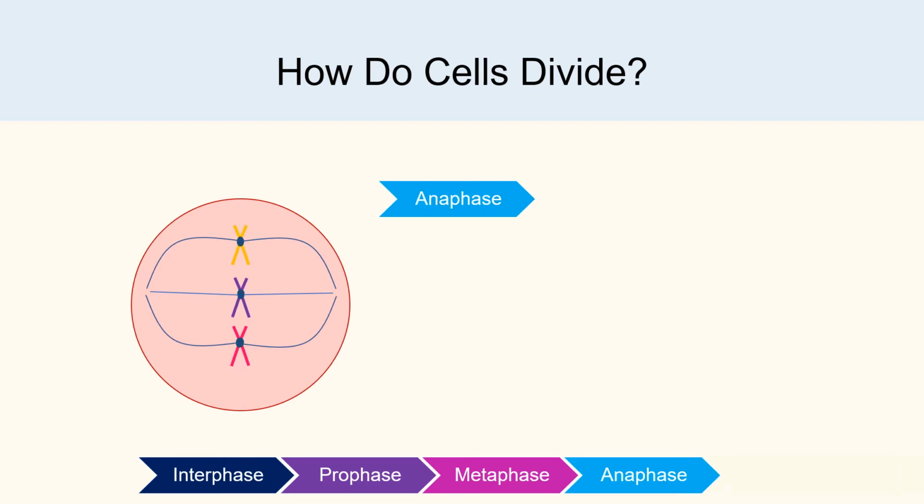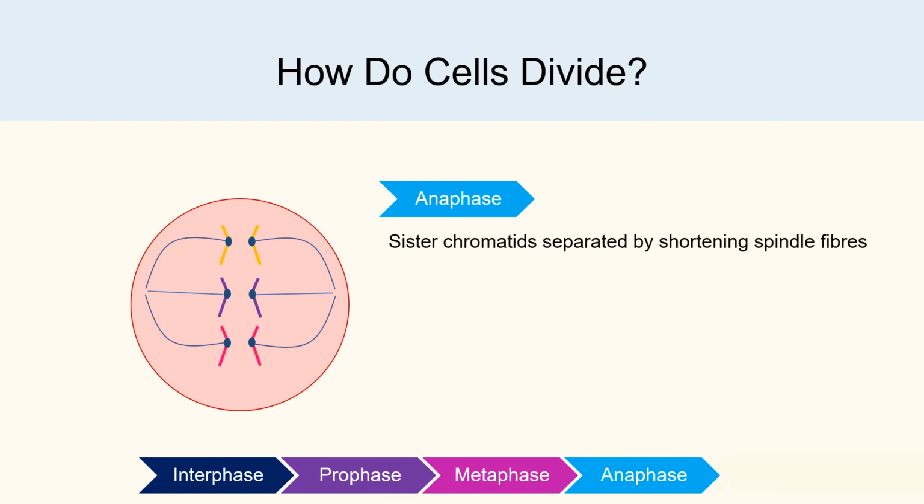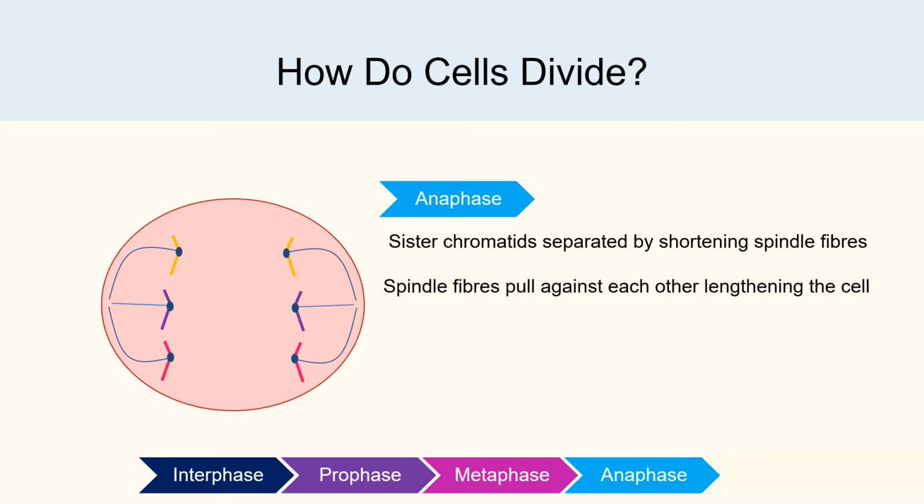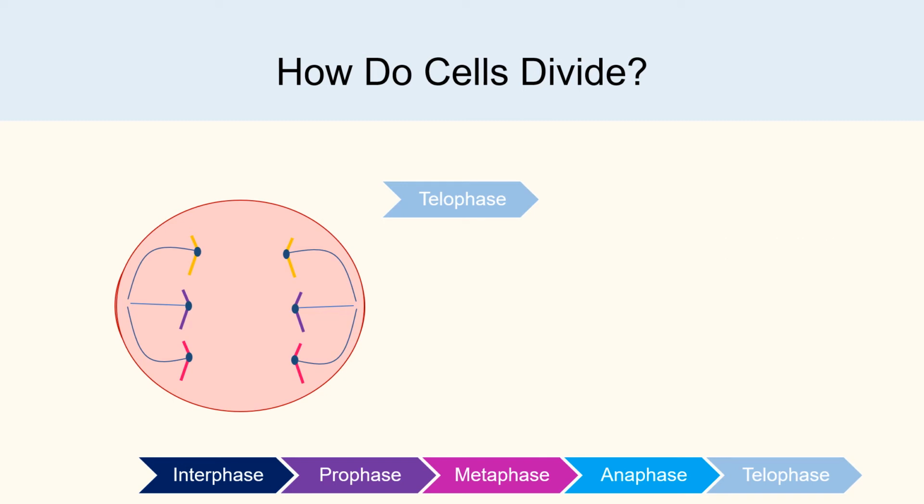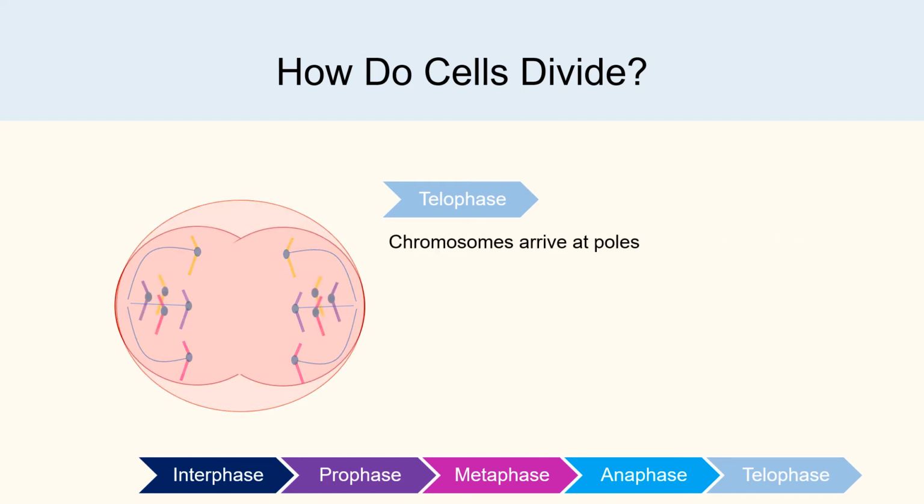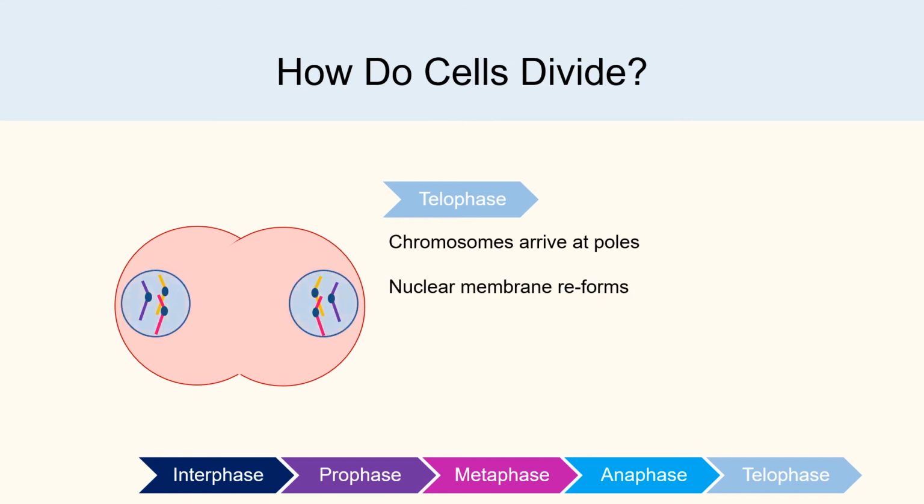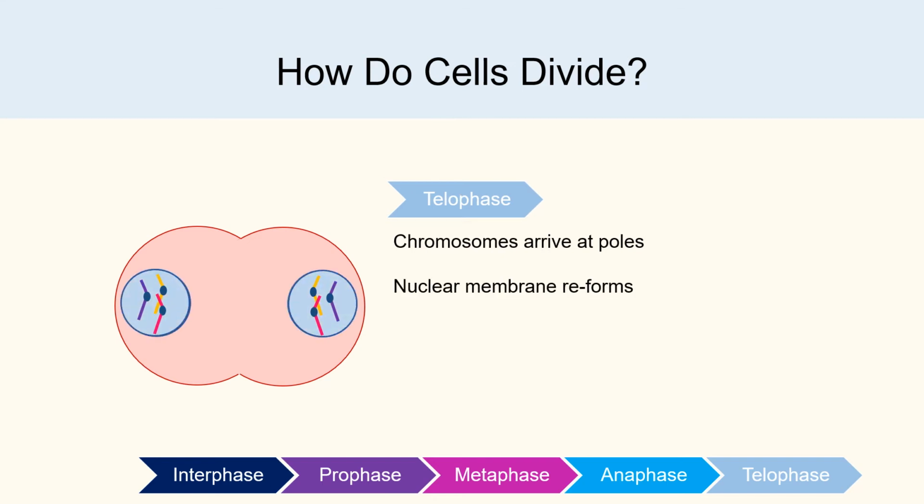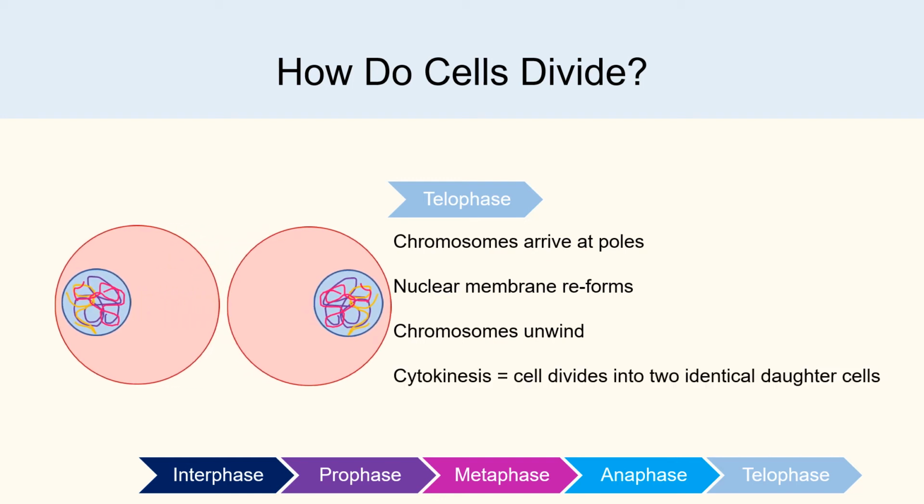Next is anaphase. The sister chromatids are separated by the shortening spindle fibers. The spindle fibers also pull against each other, which lengthens the cell. Finally, telophase. The chromosomes then arrive at the poles, and the nuclear membranes reform. In their new nuclei, the chromosomes unwind back to their decondensed state, and then cytokinesis divides the cell into 2 identical daughters.